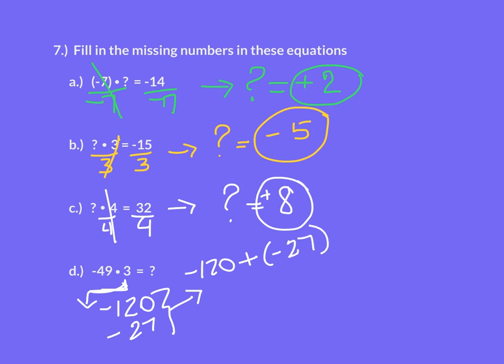Okay, the signs are the same. Find the sum. So I'm looking for the sum of these two numbers here. -120 plus -27. Well, if I think this through, I know I've got -120 plus -20 would be -140, because I continue to get further into the hole, remember. It's not -20, it's -27. So that, of course, is going to give me -147 as the answer.